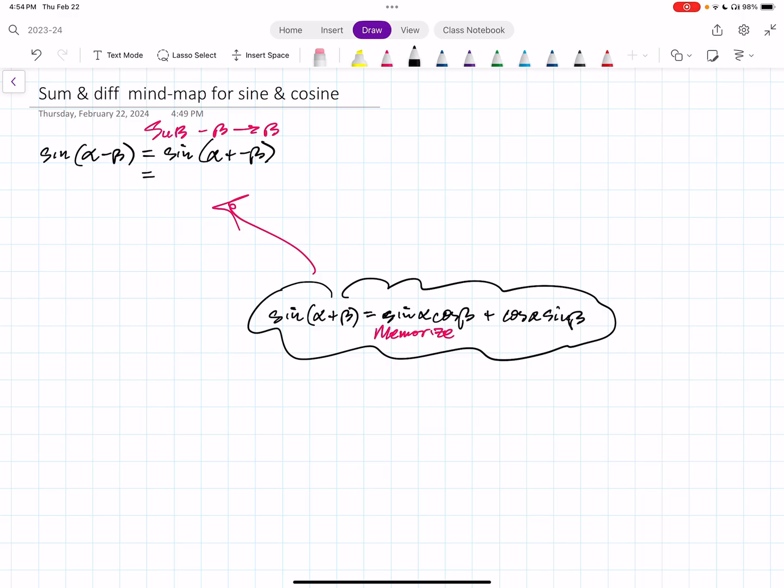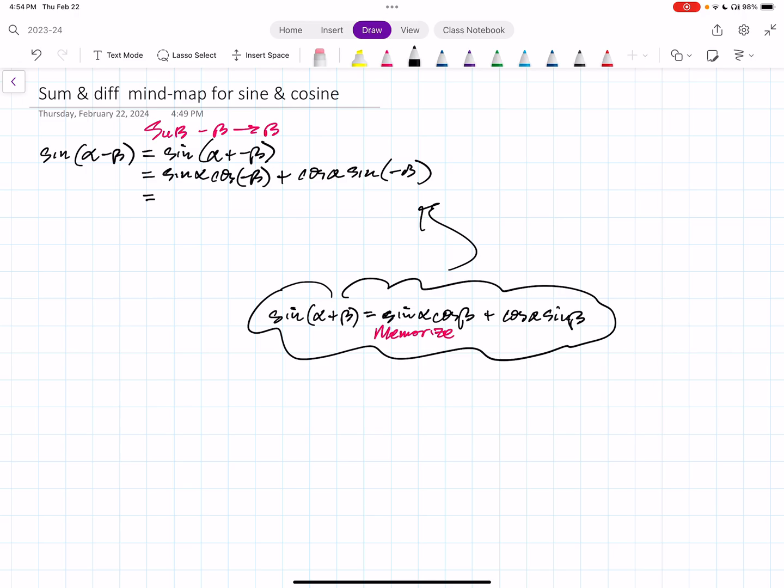So here we go. I'm going to just substitute negative beta for beta in the main identity right here in the middle. I'm going to take the sine of alpha times the cosine of not beta, but negative beta. Add that to the cosine of alpha times the sine of negative beta. And then we simplify.